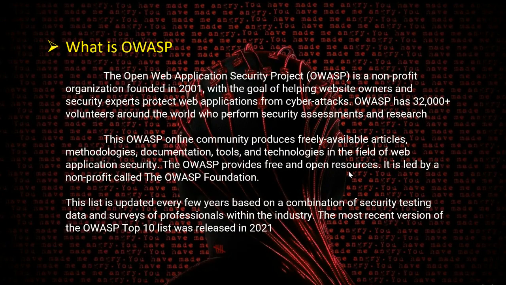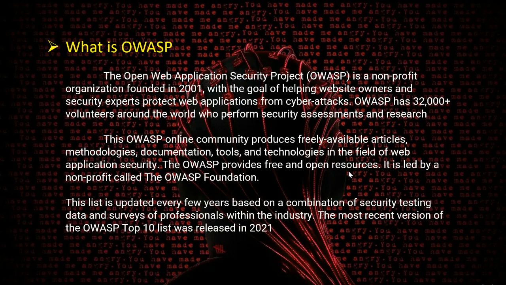So, what is OWASP? OWASP is the Open Web Application Security Project. It's a non-profit organization founded in 2001. The main goal of OWASP is to help website owners and security experts protect their web applications from cyber attacks. OWASP has some 32,000-plus volunteers around the world who perform security assessments and research. So, this OWASP online community produces freely available articles, methodologies, documentation, tools, and technologies in the field of web application security. OWASP provides free and open source resources. It is led by a non-profit organization called the OWASP Foundation.